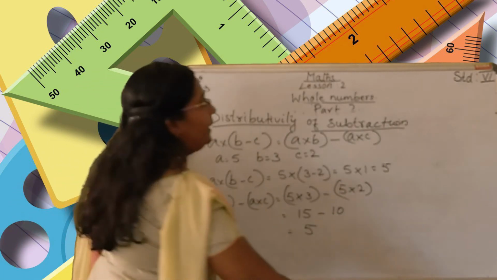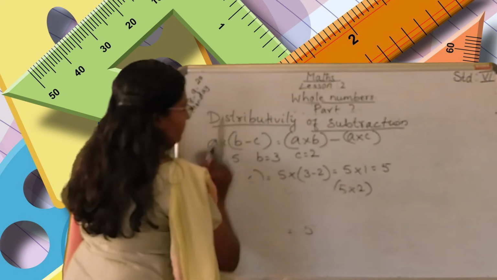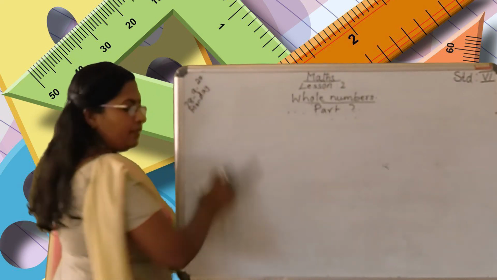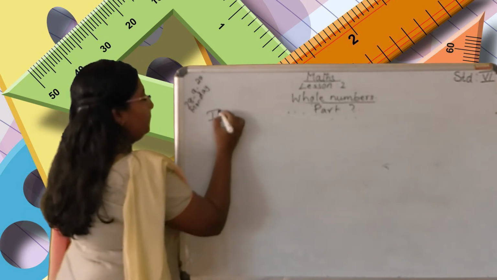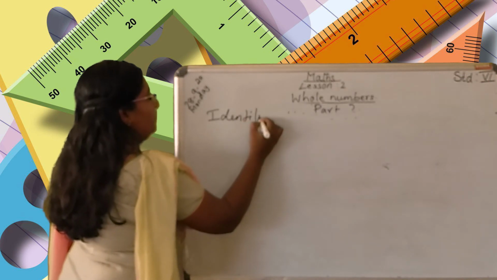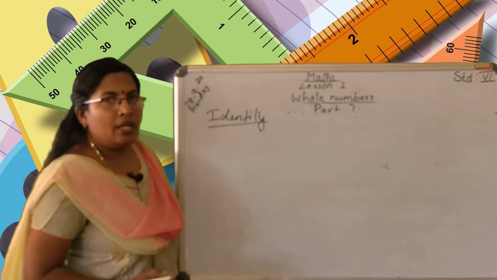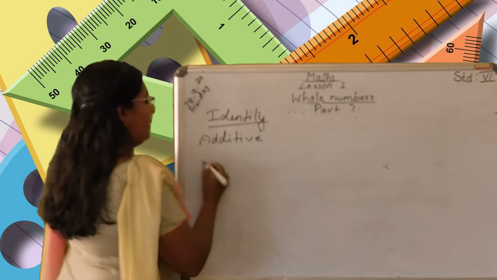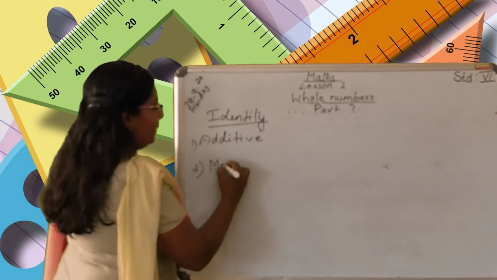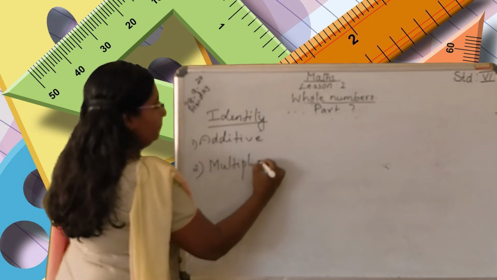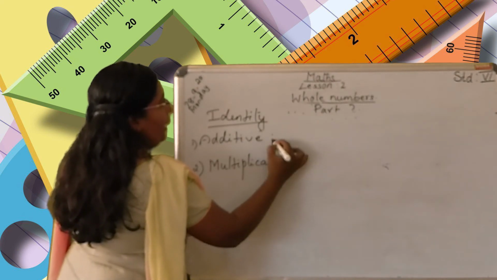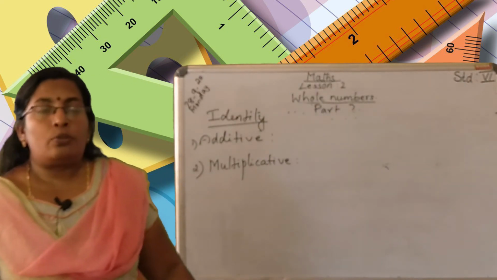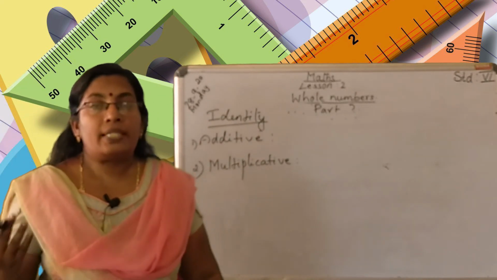Then additive identity. Which is the additive identity? Identity. First one, additive identity. Next is multiplicative identity. Additive identity. Can you say which number is added to a number that gives the same?